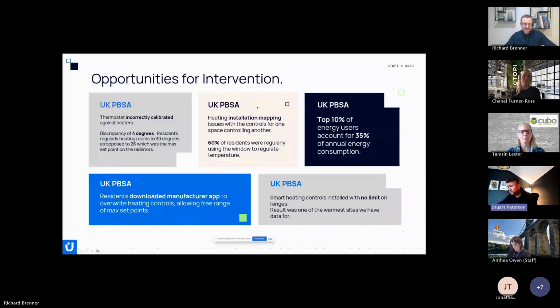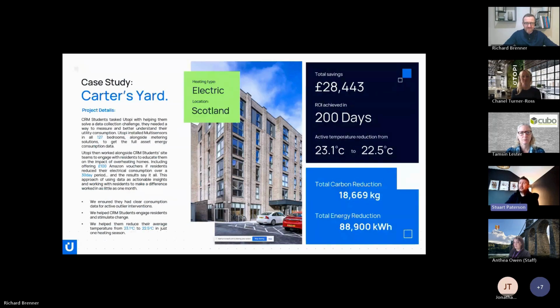But also we find out how enterprising students and residents actually are. We regularly find residents overwriting the heating controls that they've got in place by downloading the manufacturer's warranty and overwriting the heating system, and then having free rein. And then ultimately, as with that, is a huge amount of overconsumption on energy. But these are just a couple of examples. But yeah, perfect, Richard. Next slide would be great.